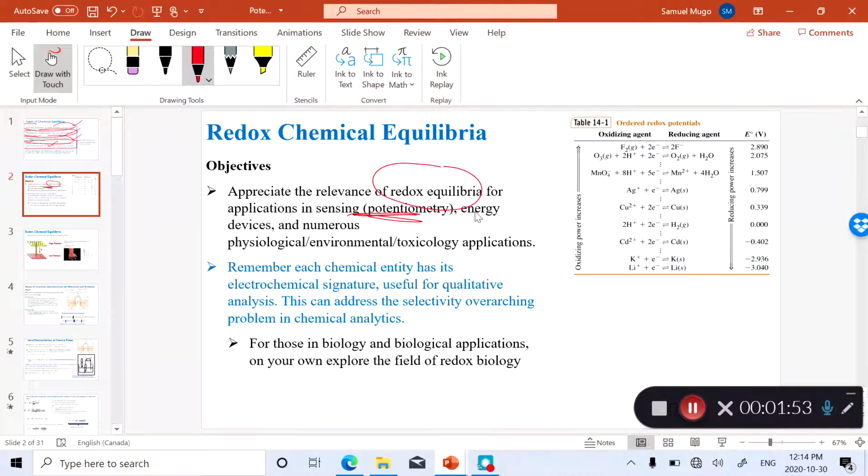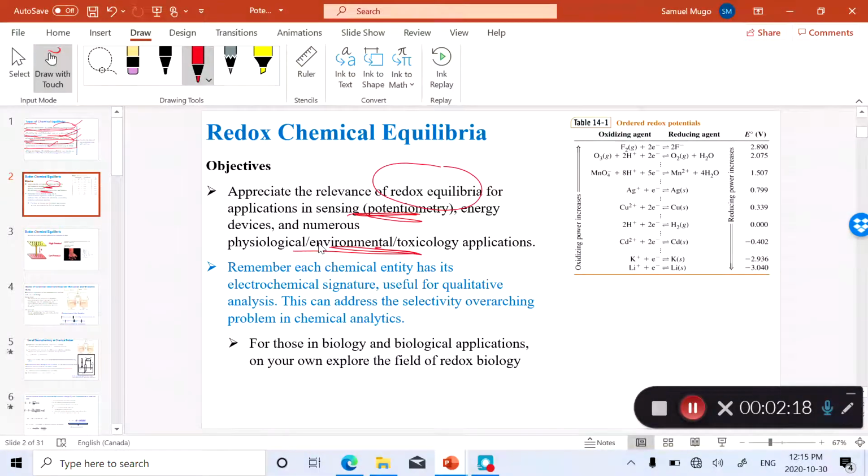If you look at most of the energy devices out there, the solar panels or the so-called photovoltaic cells, they are based on electrochemistry or redox equilibria. Of course, there are other numerous physiological and environmental and toxicology applications where redox equilibria is relevant.